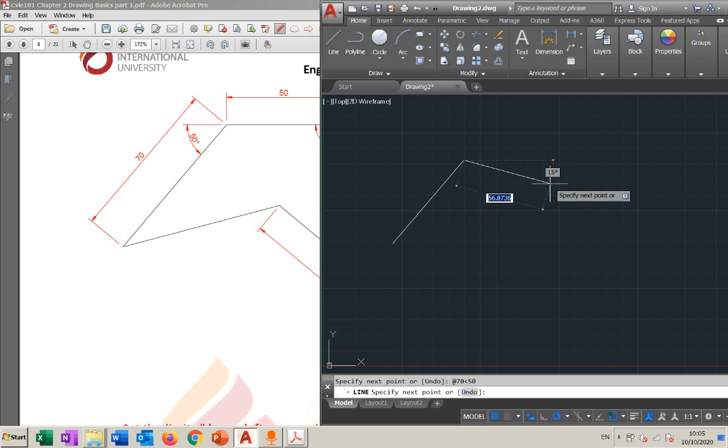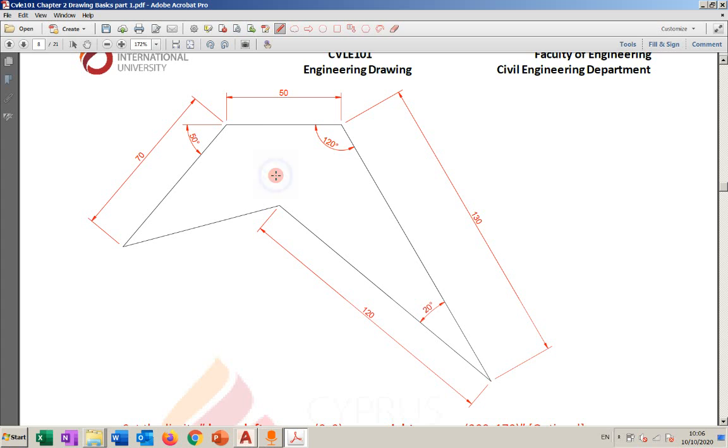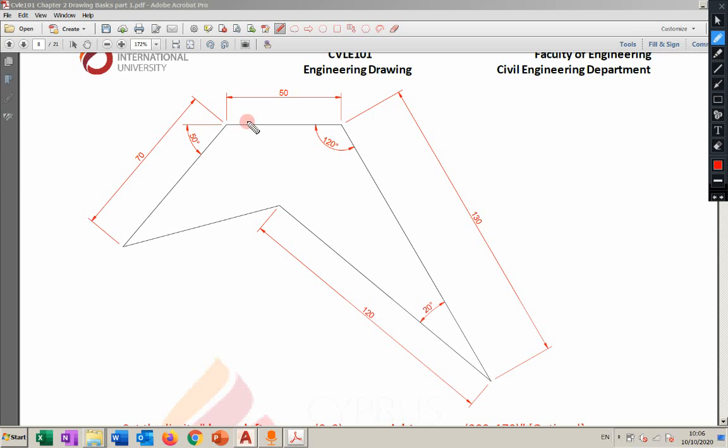So I press escape. Why? Because I have to explain line by line. We want to draw this line. Where are we? Now we are at this point here, and we want to draw this line this time.